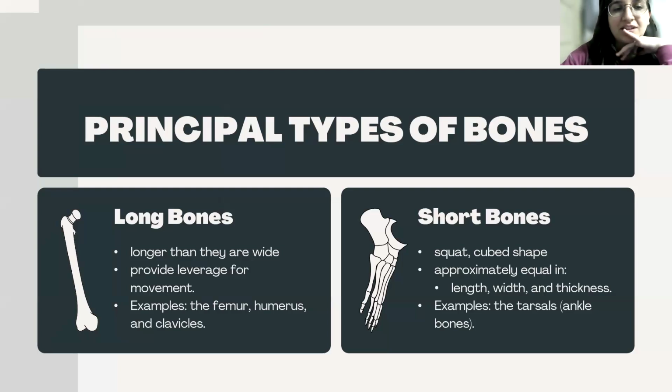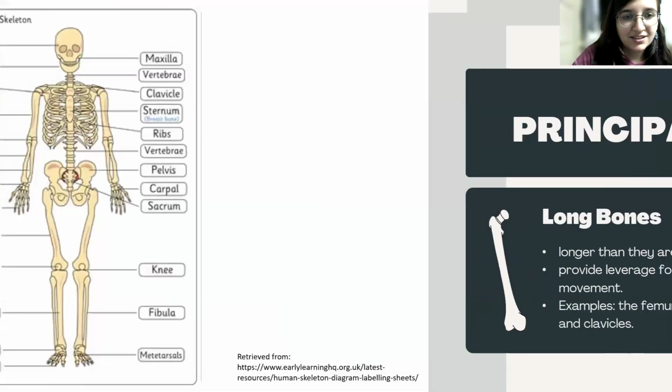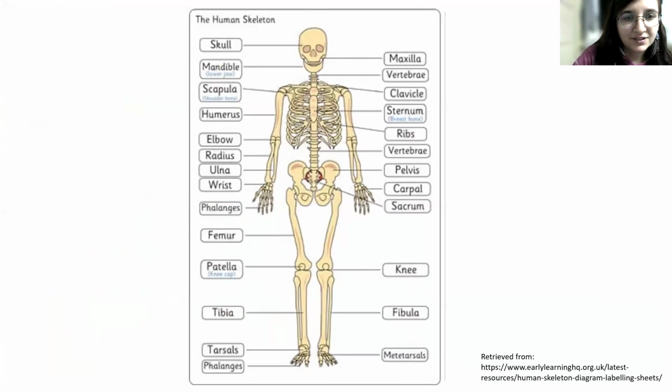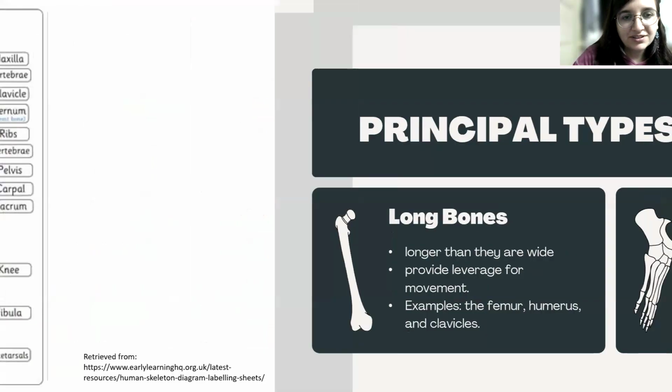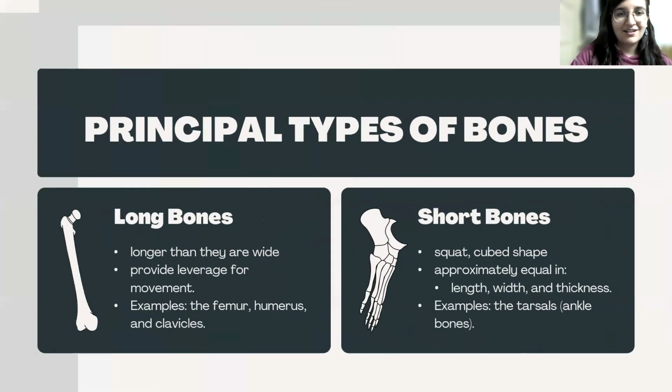The long bones. The name says it out. These are bones that are long. They're longer than they are wide, so they're not as wide as they are long. And they help us with movement. An example of these would be the femur, the thigh bone, or the humerus and the clavicle. Let's look at it here. The long bones, the name says it, are bones that are longer than they are wide.